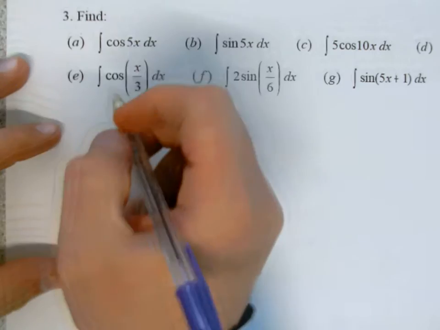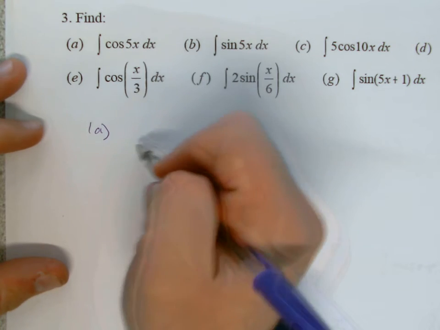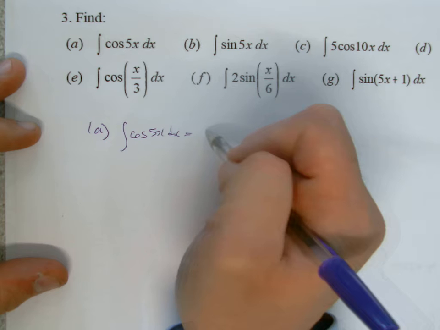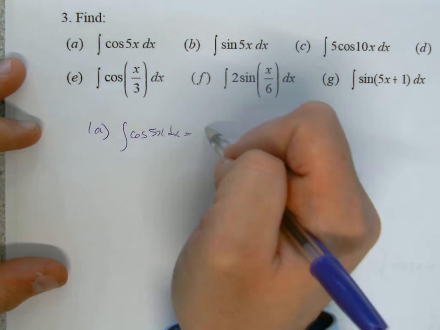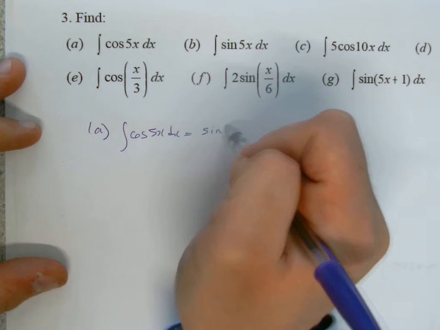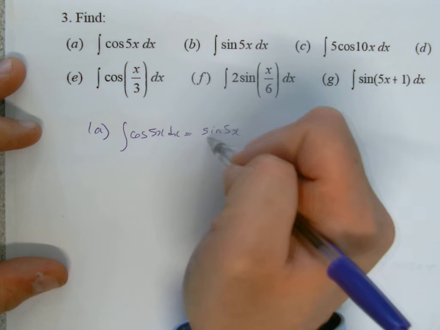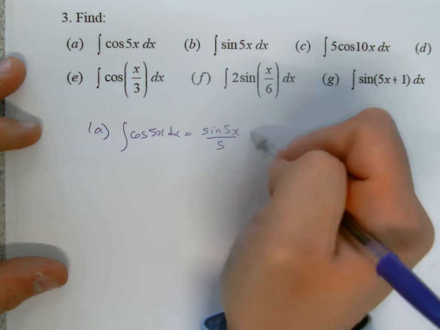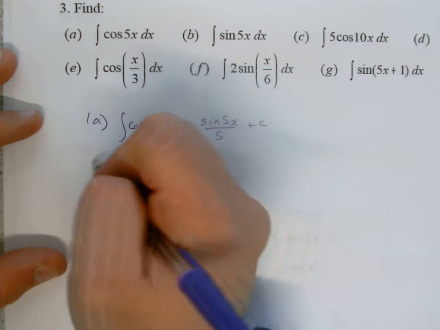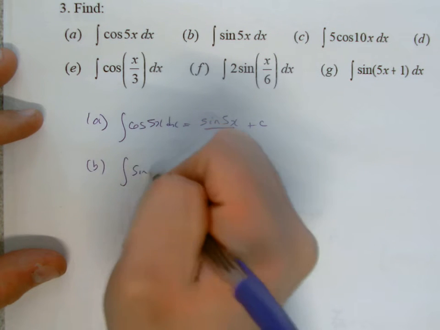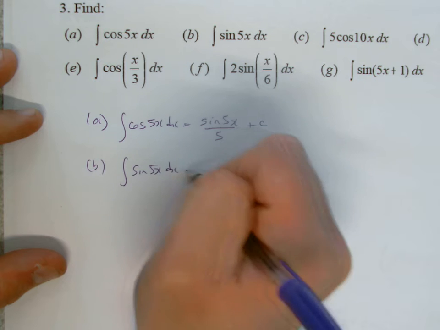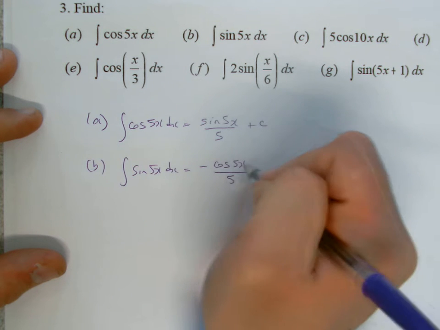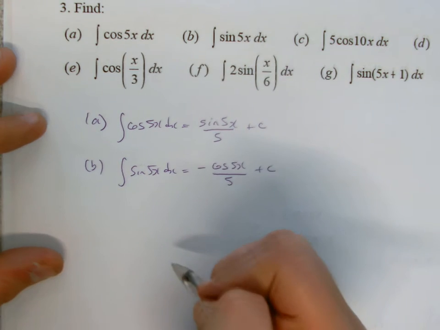Part a, the integral of cos 5x dx will equal, that would be sine, won't it? It stays as a plus, the sin 5x, but you divide then by the derivative, which is 5, plus c. So when I do b then, when I integrate sin 5x, now when you integrate sine, it becomes minus cos of 5x, divide then by the derivative there, which is 5, and you get that.